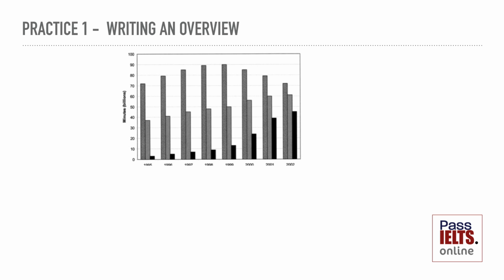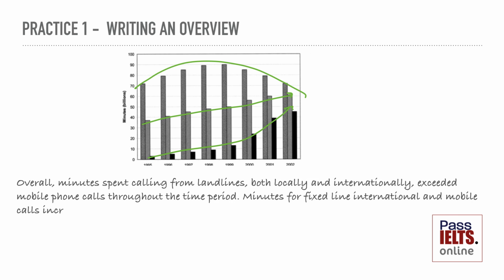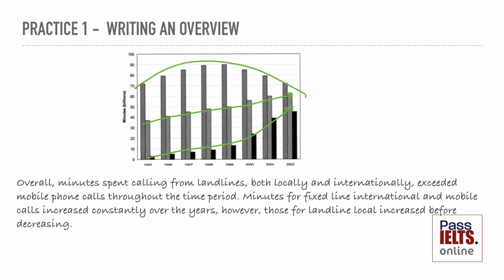I've chosen what I think are the main trends so that those trends stand out. If you hold the page away from you, you can see these trends are very obvious. We've already chosen them, so we know what we're going to write. Here is my overview. Don't forget, this is just one way to write it.